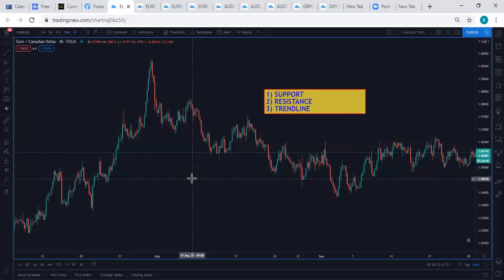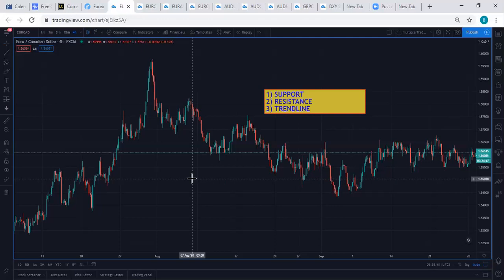Then what makes a support a valid support or a strong support is when the market comes to that area 2-3 times, at least 2 times. The market came to that area in the past and stopped selling and started buying. In the future, the market came to that area again and stopped selling and started buying. That place is a valid support.